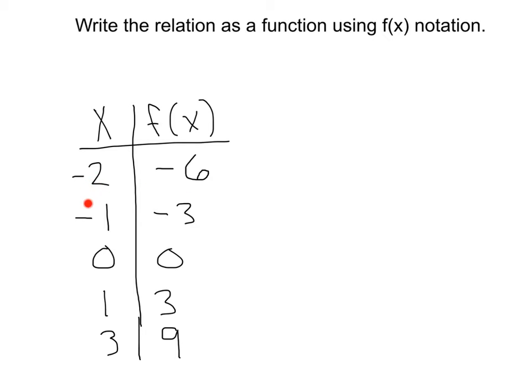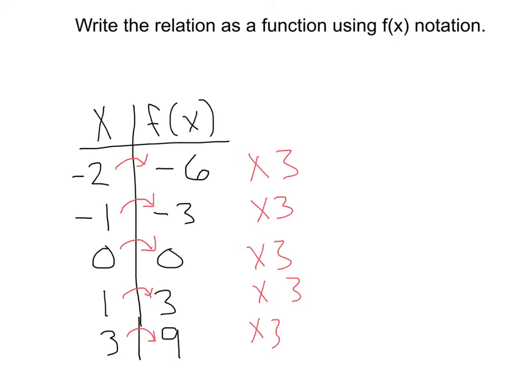Okay, is there anything else we can use to get negative 2 to negative 6? Well, we can't add, we can't subtract. What if we tried multiplying? Negative 2 times 3 would be negative 6. Then we have negative 1 times 3 would be negative 3. 0 times 3 is 0. 1 times 3 is 3. And 3 times 3 is 9. Perfect. Each of these values are the same, and it's just multiplying by 3. So our function is going to be f of x equals 3 times x.